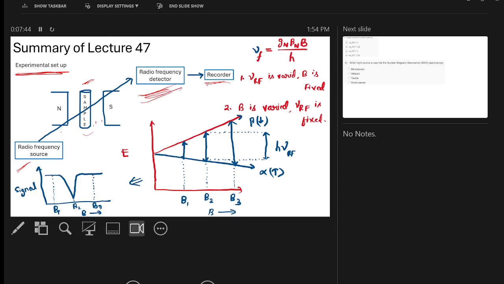Where ν = gN βN B / h. This B is your applied magnetic field. So we can record NMR in two ways. One is, there are two variables. You can see here, this one and this one.